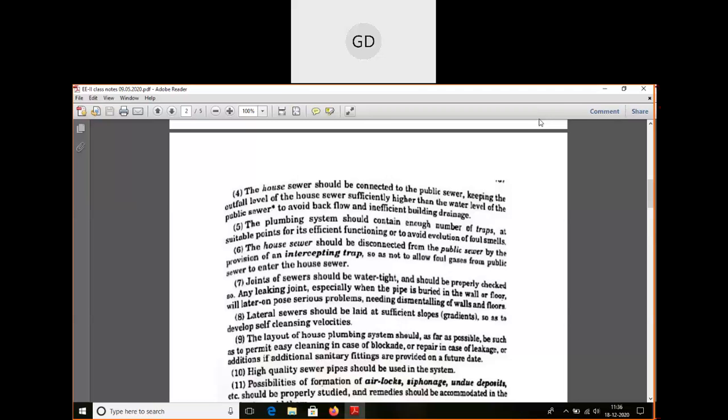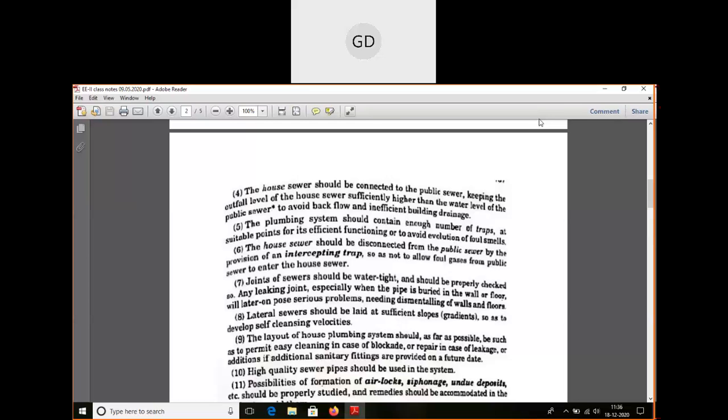Okay, now number 9: the layout of the house plumbing system should, as far as possible, be such as to permit easy cleaning in case of blockade, or repair in case of leakage, or additions if additional sanitary fittings are provided on a future date. So it is said here that the layout of the house plumbing system should, as far as possible, be kept easy.